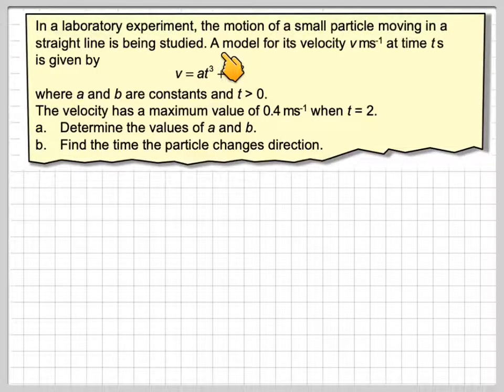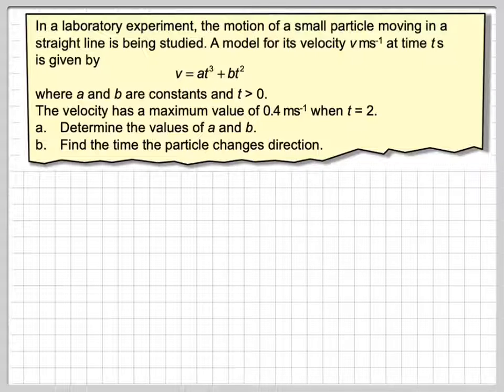In a laboratory experiment, the motion of a small particle moving in a straight line is being studied. A model for its velocity v meters per second at time t is given by v = at cubed + bt squared, where a and b are constants and t is greater than 0. The velocity has a maximum value of 0.4 meters per second when t is equal to 2. Determine the values of a and b and find the time the particle changes direction.